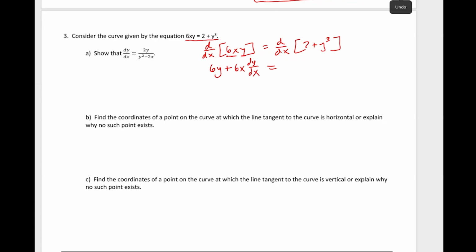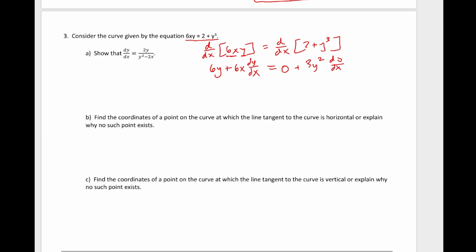Equals, the derivative of 2 with respect to x is just 0. And the derivative of y cubed with respect to x is... sorry, that's not going to be 0. That's going to be 3y squared, we're using the chain rule, times dy dx.